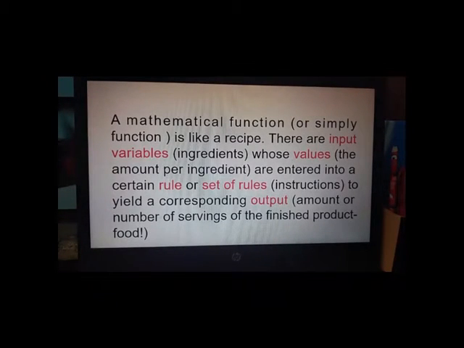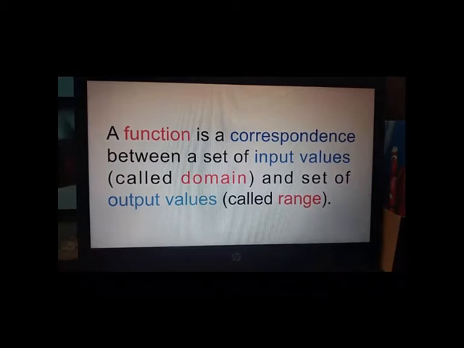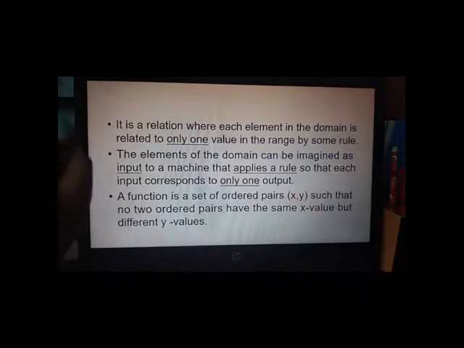So a mathematical function, or simply a function, is like a recipe. There are input variables, the ingredients, whose values, the amount per ingredient, are entered into a certain rule or set of rules, that is the instruction, to yield a corresponding output, the number of servings of the finished product or the food. So a function is a correspondence between a set of input values, again the domain, and a set of output values called the range.